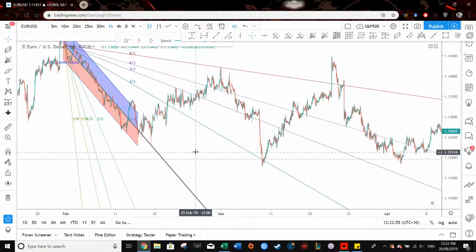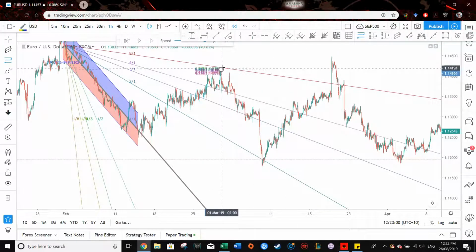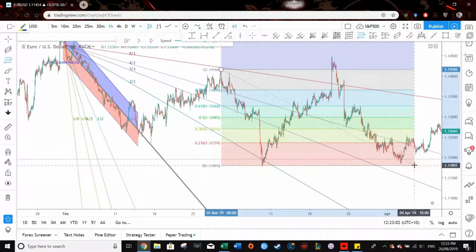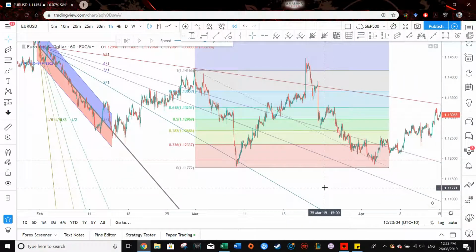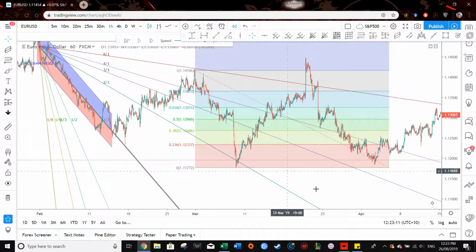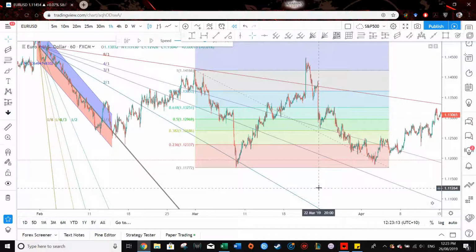Now, there's something called a center of gravity model that Gahn touched on in his later years of work. And all you're doing there is you're adding a Fibonacci retracement to your Gahn fan.